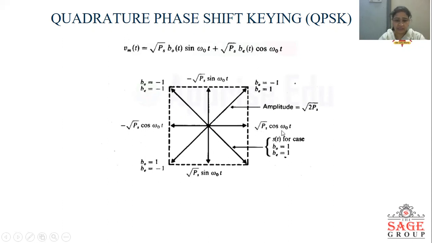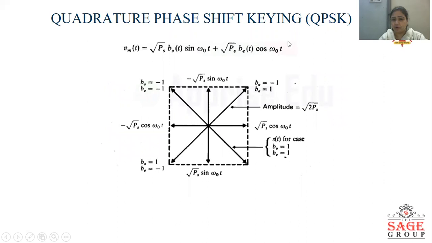Root PS cos omega naught t is in the right direction, minus root PS cos omega naught t will be in the left direction. Now when B naught is equal to -1 and BE is equal to 1, then using this equation, by substituting B naught as -1 and BE as +1, we will get minus root PS sin omega naught t plus root PS cos omega naught t. That means we will take the negative direction of sine and positive direction of cos. So this is the positive direction of cos and this is the negative direction of sine.